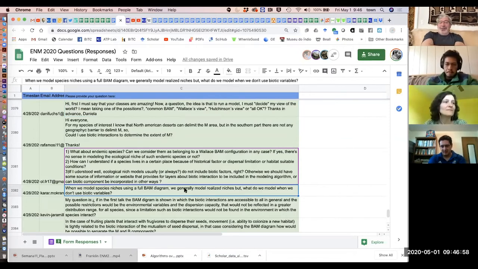So this is an interesting question. And it gets at how we use these heuristics and these ideas that we hear about in the concept section of a course, and then we try to forget about them, or we kind of misapply them when we're in the applied part of a course. So when we model a species' niche using a full BAM diagram, we generally model realized niches. But what do we model when we don't use biotic variables? So I think that's kind of turning the BAM diagram on its head.